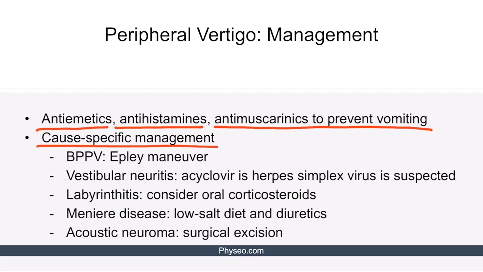Patients with the vestibular neuritis can be prescribed acyclovir if herpes simplex virus is suspected to cause this disease. We can consider oral corticosteroids for labyrinthitis. Meniere disease is treated with low-salt diet and diuretics to decrease endolymph production. Finally, acoustic neuroma is surgically excised.